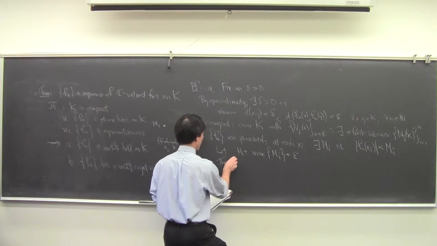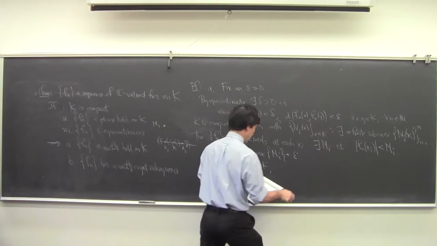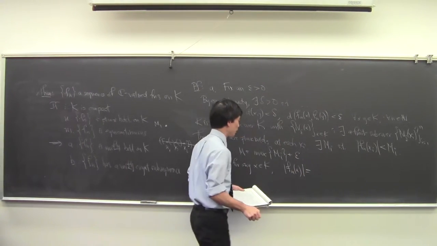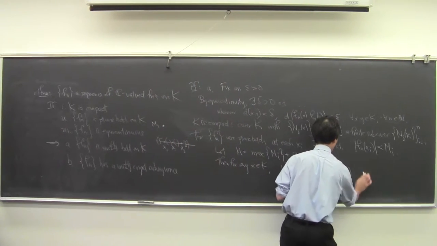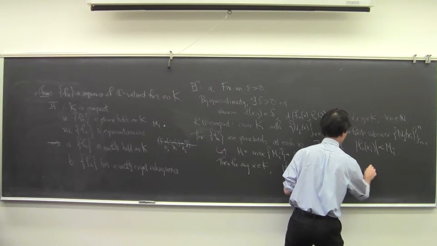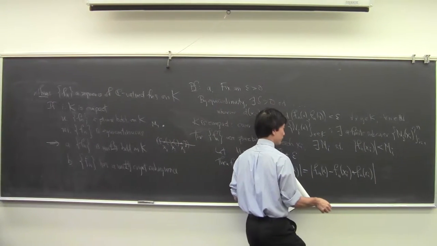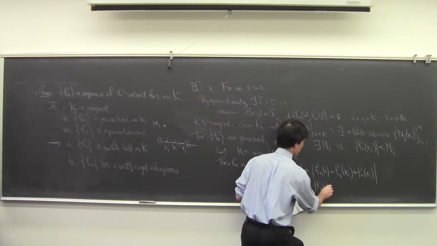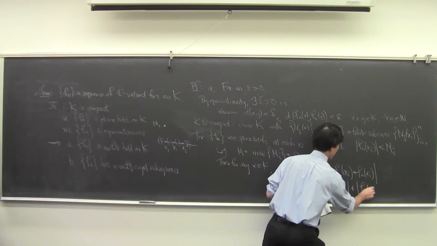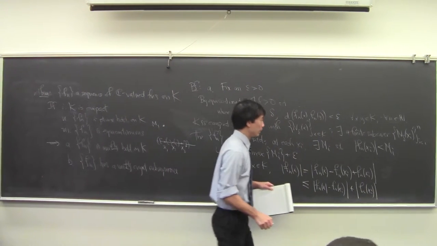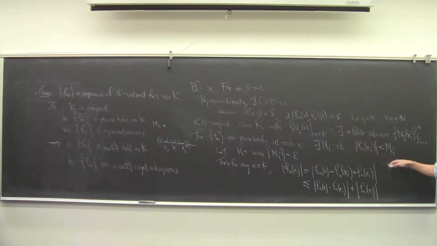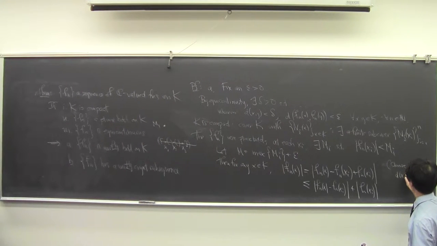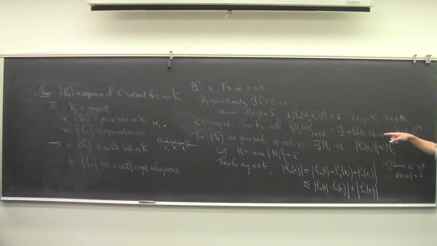Then, for any x in K, we see that f_n(x) is equal to f_n(x) minus f_n(x_i) plus f_n(x_i), which is less than or equal to |f_n(x) minus f_n(x_i)| plus |f_n(x_i)|. And if we choose x_i to be the one that's closest, so that the distance between x and x_i is less than delta, you choose the closest center, so that you are within the delta ball.